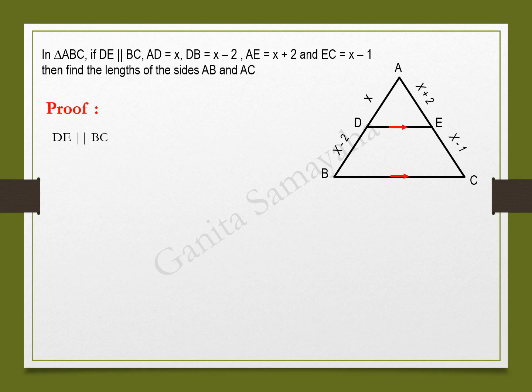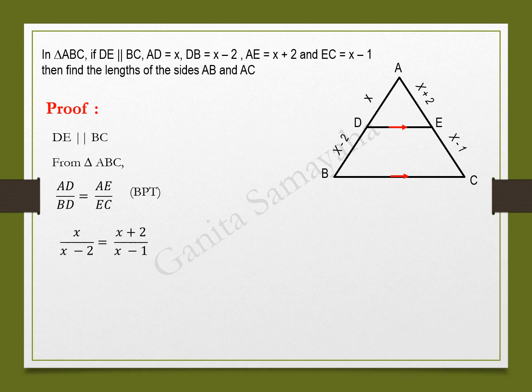We have DE parallel to BC. So from triangle ABC, we have AD by BD equal to AE by EC. You know all the parameters in terms of x. Substitute, simplify. Yes, you have to write BPT there. x over x minus 2 is equal to x plus 2 over x minus 1. Just these measurements are substituted.